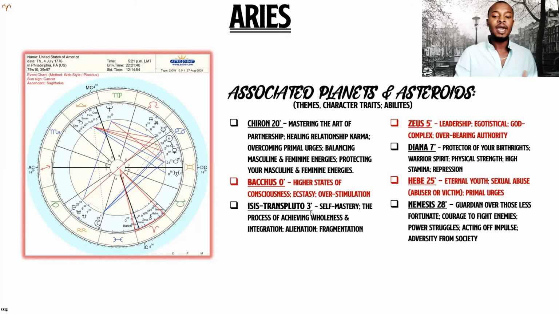So that's Bacchus. And then you have Isis trans Pluto here. Isis trans Pluto at 3 degrees, in the sign of Aries, deals with self-mastery, the process of achieving wholeness and integration, alienation, and fragmentation. So this asteroid gives you another understanding that a lot of the Aries energy are dealing with needing to put themselves back together, to refine certain parts of themselves that have been fragmented in order to gain more self-mastery over the self-identity. There's a need to really learn yourself again through the eyes of another. So that's why you have this Saturn opposition here, because I wouldn't say Saturn is just harsh for no reason. Saturn is trying to teach you how to gain mastery over yourself as well.